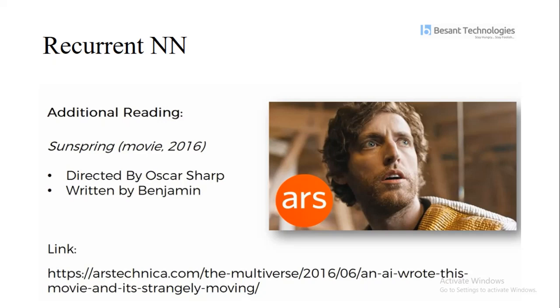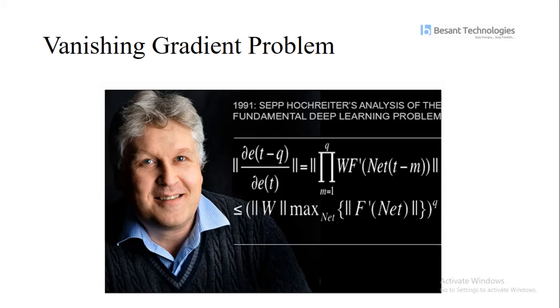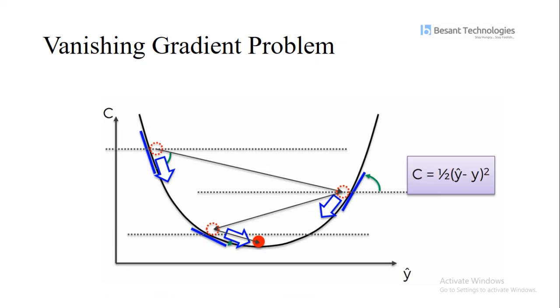There is a lecture directed by Oscar Sharp in which they explain this RNN in great depth. In 1991, this person identified the vanishing gradient problem, which is the main important problem of deep learning. Here we are starting with our gradient problem. From here it moves up, then low and mid, and again it goes up. So this is what your vanishing gradient problem is.